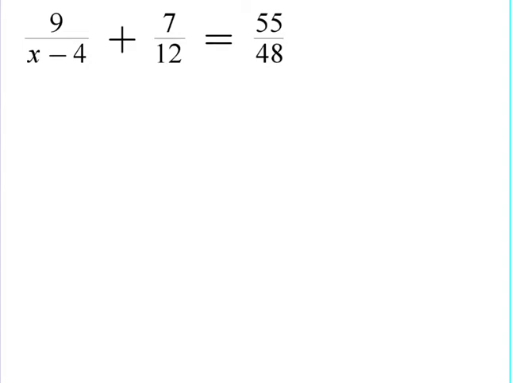So the very first thing your attention should be drawn to, the denominators. So now I need to figure out what would be the least common denominator between all of those, or the LCM. So what's it going to be? 48 times x minus 4. Very good. So now I'm going to take each individual term, and I'm going to multiply it by that 48 times x minus 4.